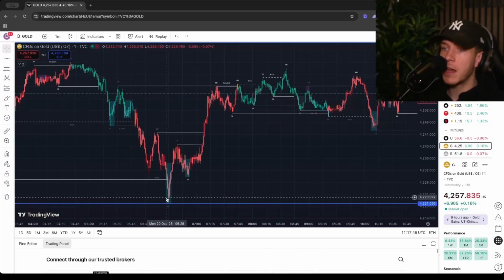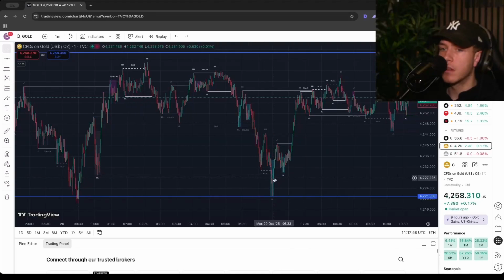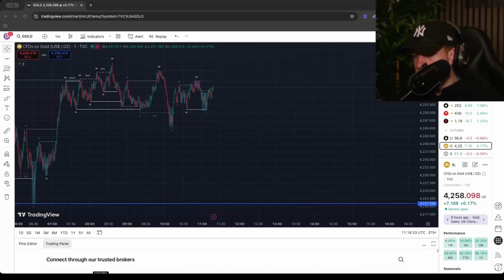But if I was trading this, what I would have done is waited to see if it didn't break that. Then I'm looking to see if it breaks one of these higher lows. And then once it breaks one of these higher lows and goes above this section, then I'll be looking for me to buy. I don't know, I'm just trying to finish this video now.